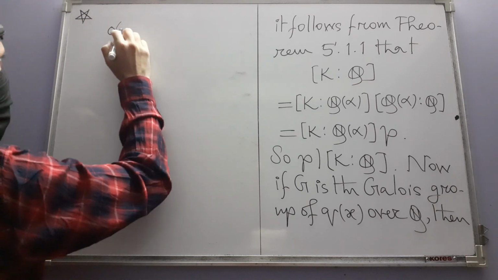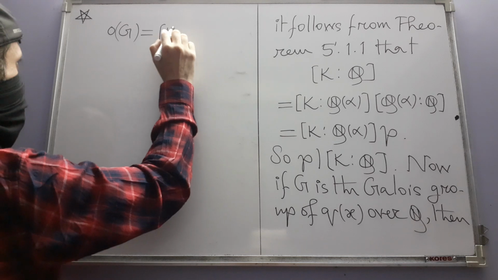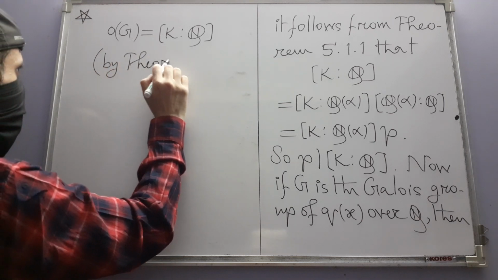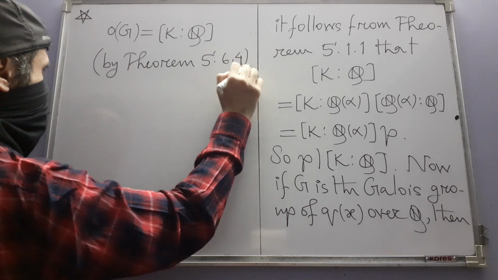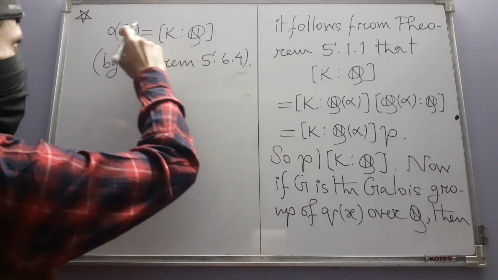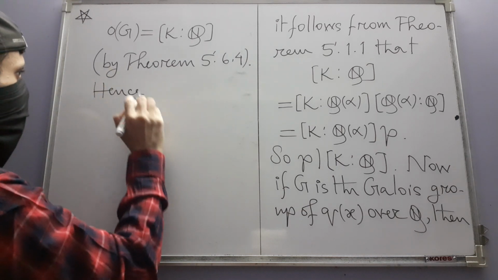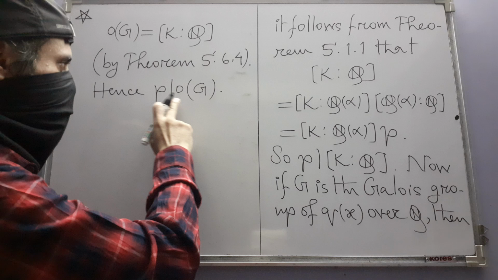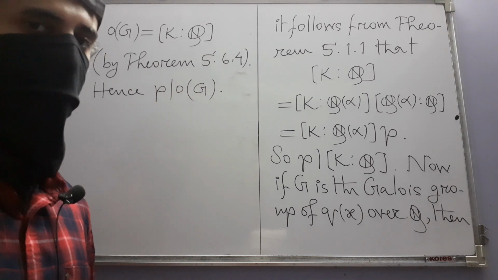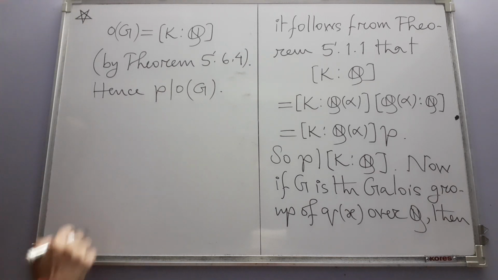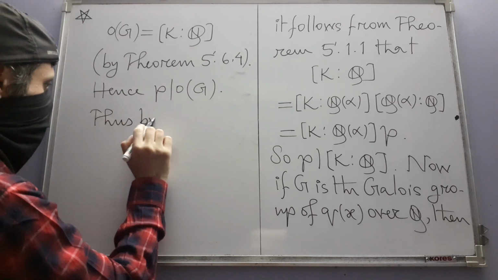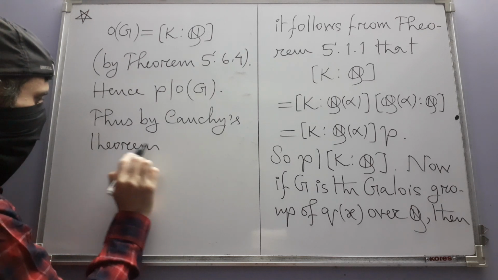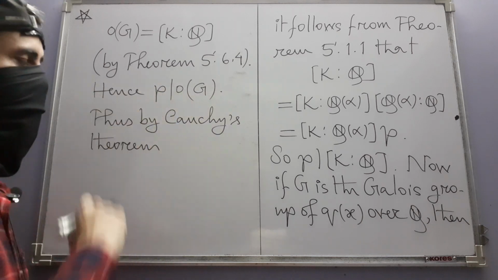Then the order of G is equal to the degree of K over Q by Theorem 5.6.4. So that means what? That p divides the order of G. Now G is a finite group whose order is divisible by a prime number p. So Cauchy's theorem can be applied here. Cauchy's theorem from group theory. Thus, by Cauchy's theorem, what does that theorem say? It says that G has an element of order p.